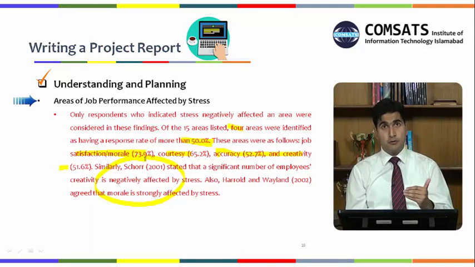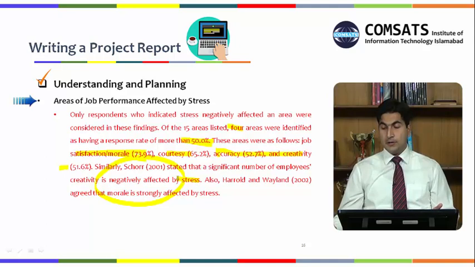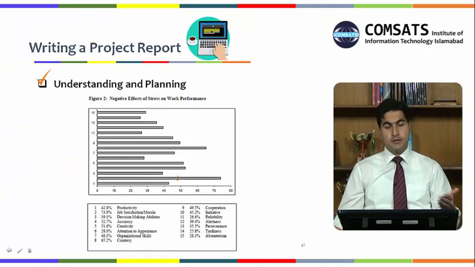You once again support your findings by citing another author. You cite it to support your findings. This is also another good strategy. Score stated that a significant number of employees are negatively affected by stress. Once again, the references are there. And to provide a pictorial figure, that's the way you provide the information for those high-tech or technical readers. So the same information for the general readers in a general textual form, the textual explanation, and you move ahead, you provide it in the form of this graphical form.